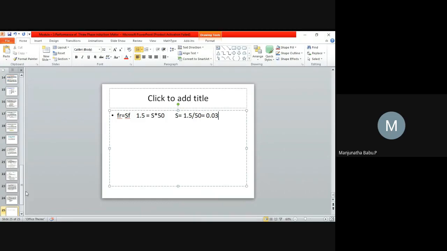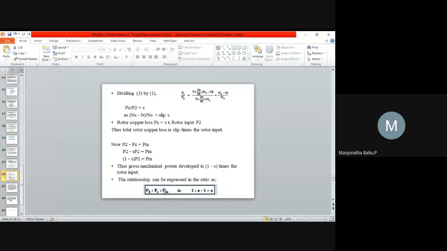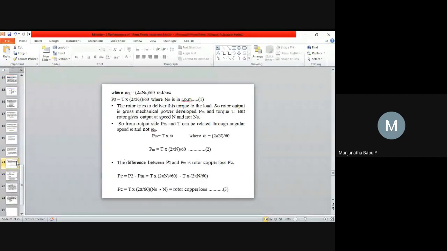Next, once you know the slip, what is the next formula? PM is required. S divided by 1 minus S gives the ratio PC by PM. But what is the mechanical loss? I don't know the mechanical loss. To find it, here one more formula is there. P output we have to find. So mechanical loss PM is equal to T into 2 pi N divided by 60.